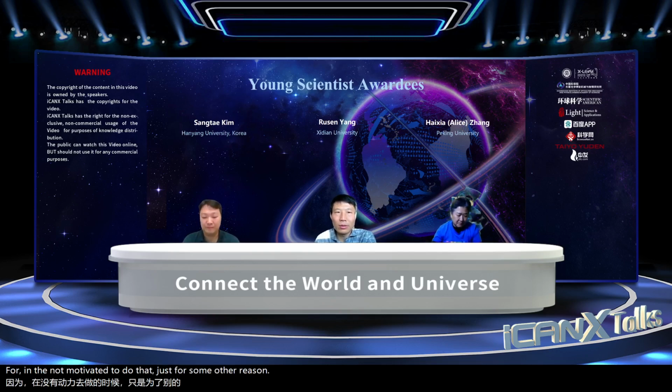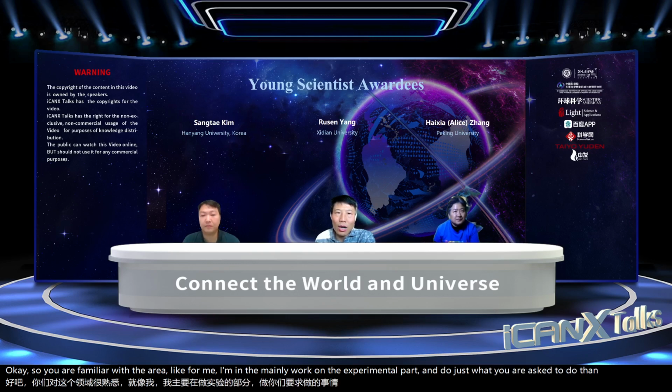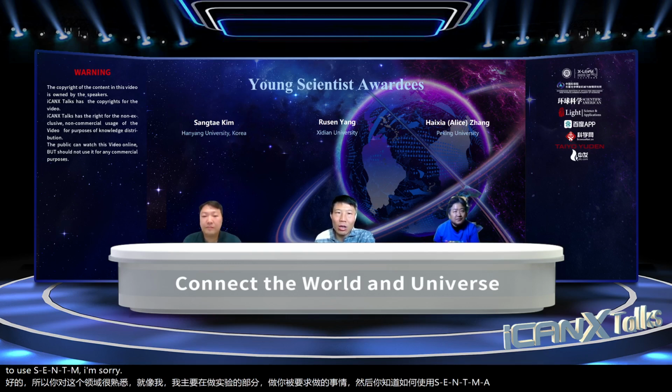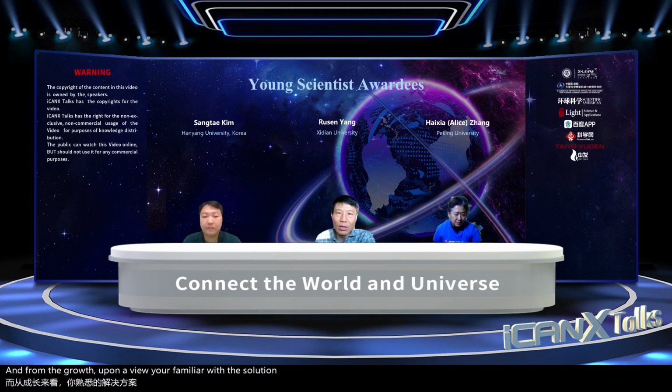Okay, and back to the question, how do young students find what they love? I would say first, try to engage in the research you are asked to do. That is one thing, so that you can develop some necessary skills and become familiar with the area. Like for me, I mainly work on the experimental part, and just do what you are asked to do. Then you know how to use SEM, TEM, XRD, all those characterization equipment. And from the growth point of view, you're familiar with solution growth, vapor deposition growth, etc. You know all those skills.